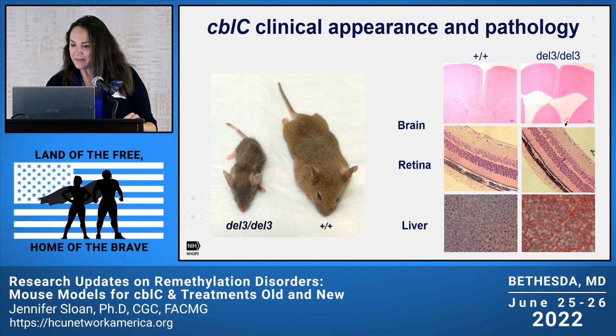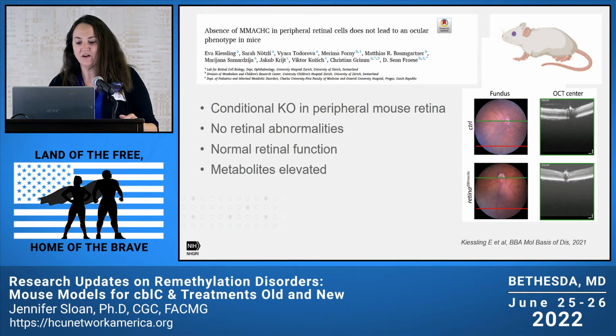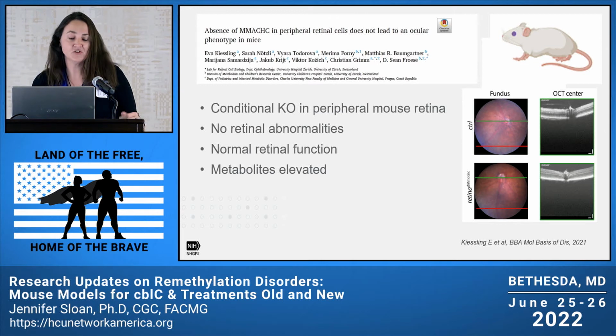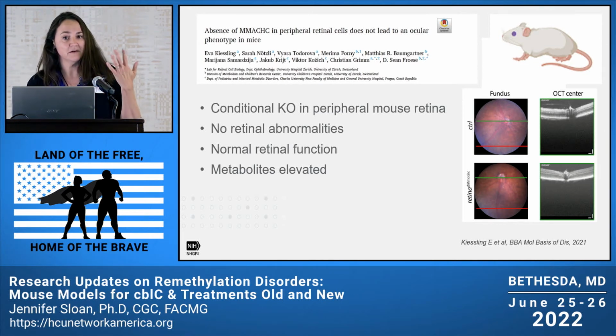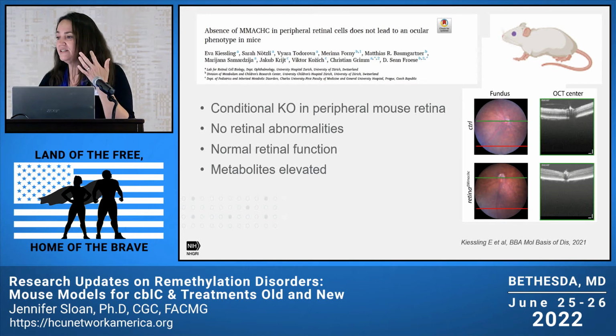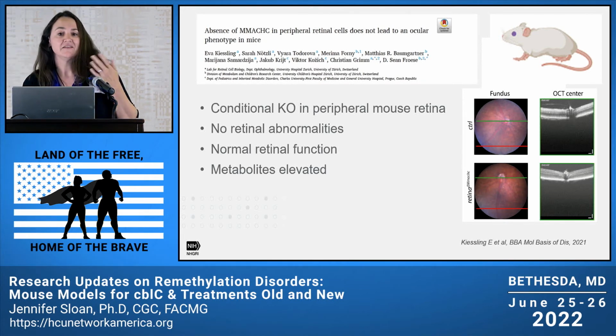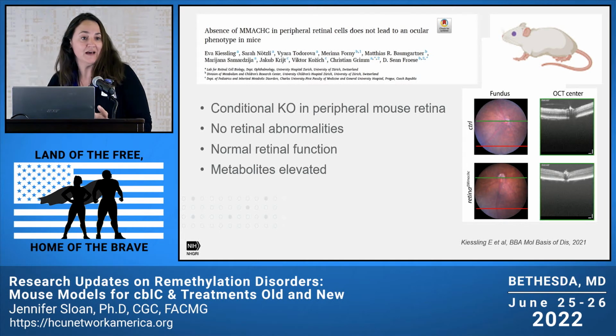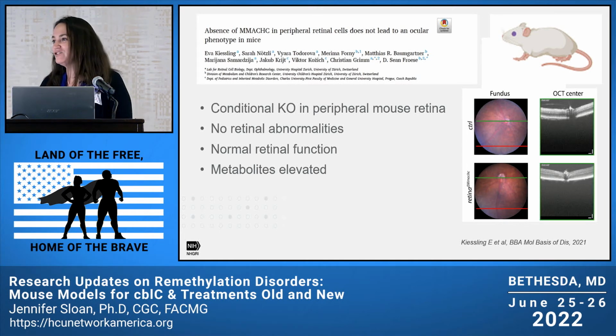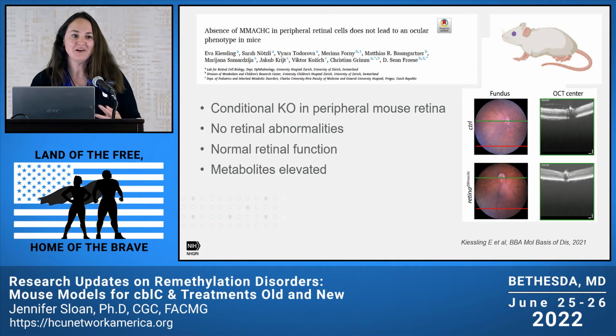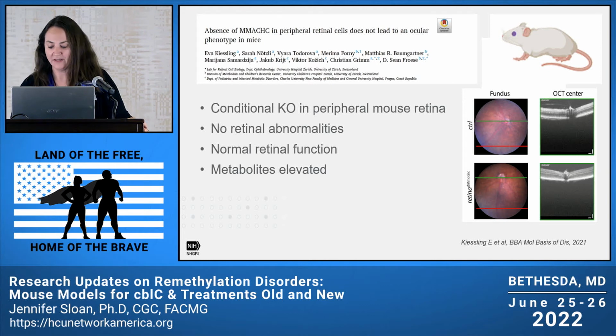But another group in Switzerland also showed the same thing when they made an animal model that was just knocked out. The MMA-CH gene was missing in the eye. They also saw the same thing, that the eye was normal. So this again highlights the challenges of using a mouse model for a human disease. It doesn't always recapitulate all the findings that we see in the patients.